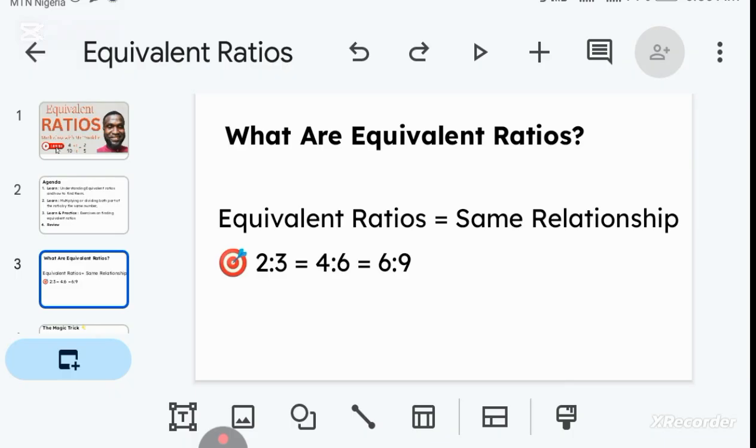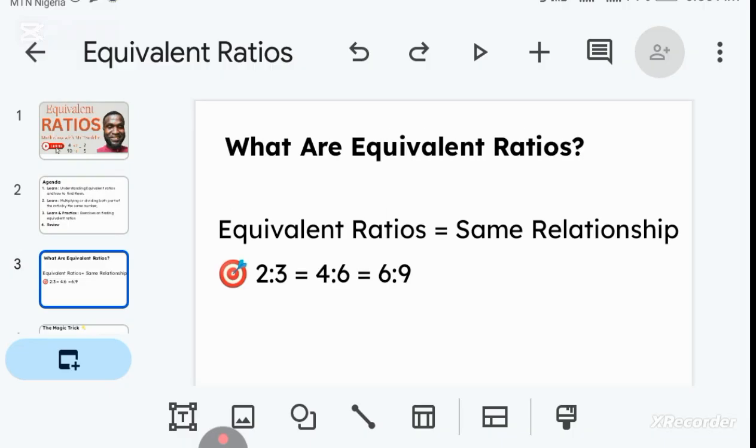Okay, the question is, what are equivalent ratios? Now think of them like twins with different outfits. They look different, but underneath they are the same. Just like 1 to 2 equals 2 to 4, the ratio of 2 to 3 is equivalent to 4 to 6 or 6 to 9. It's the same relationship, just scaled up or down. And take note, anything equivalent means equal in English.